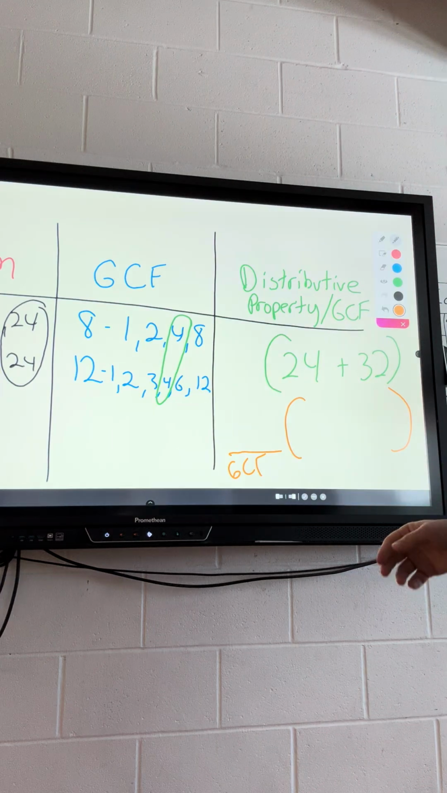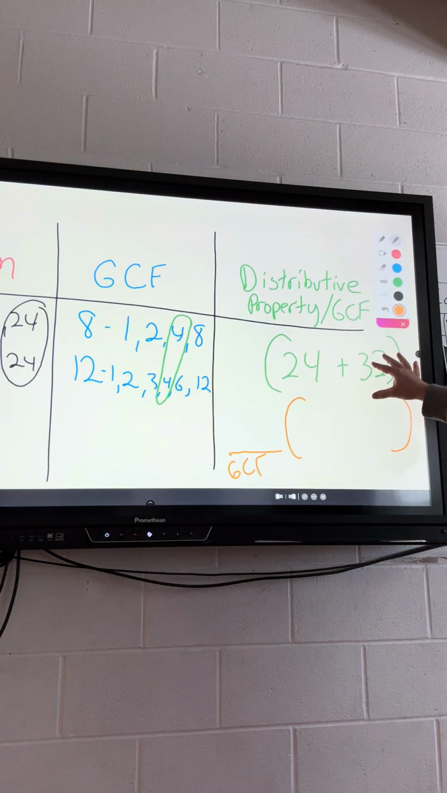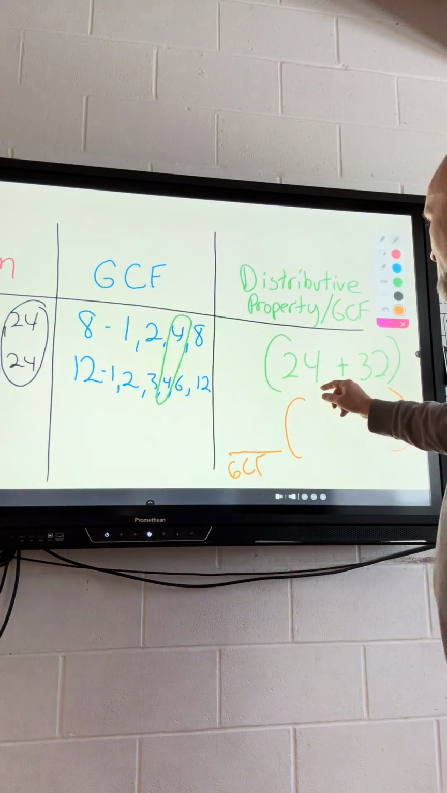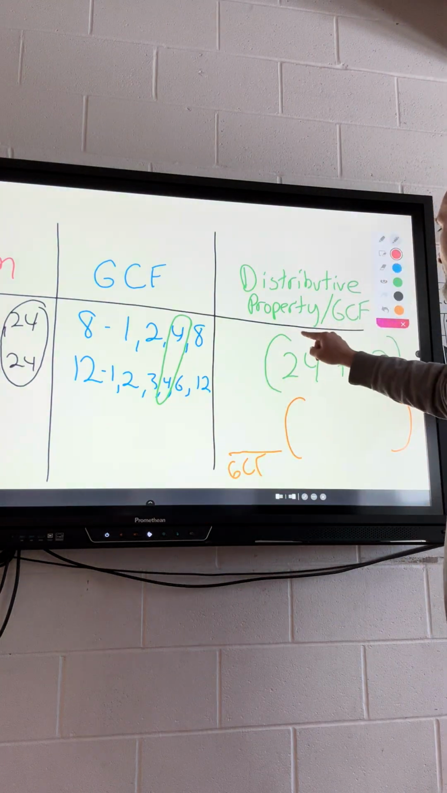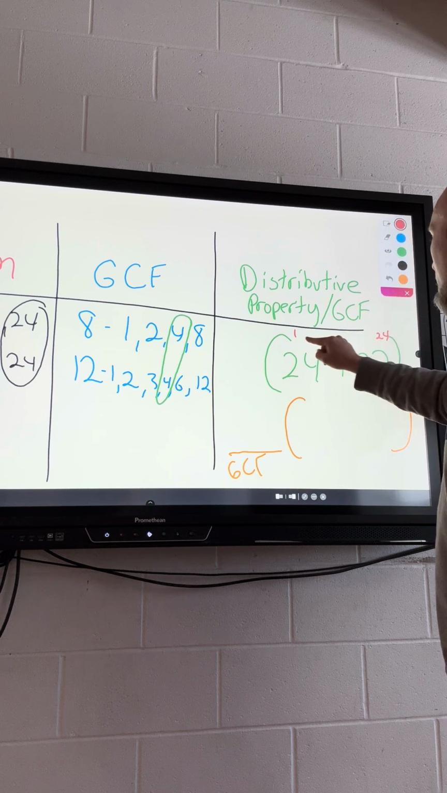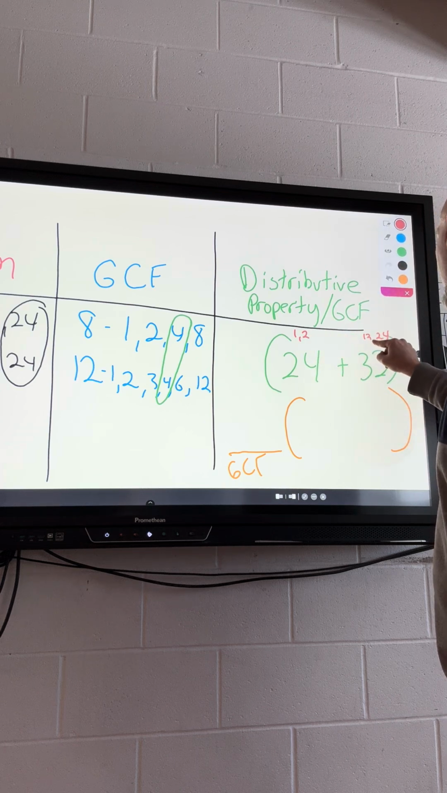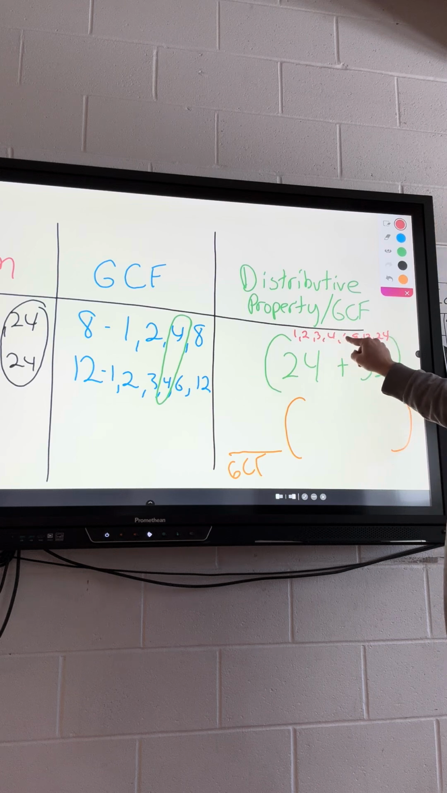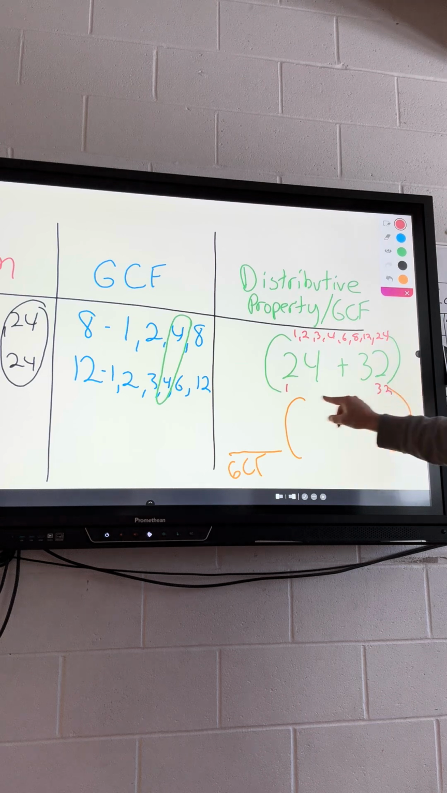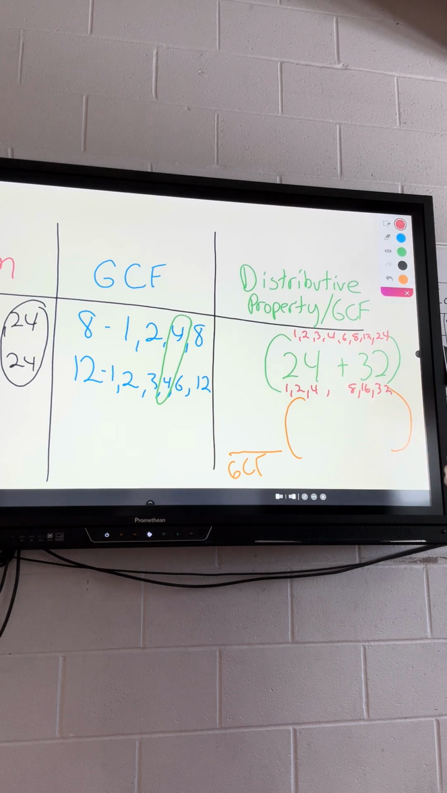All right, so the greatest common factor of 24 and 32. And if you wrote those out, okay? So on some of these, you might have to write them out. You know, you got 1 and 24, 2 and 12, 3 and 8, 4 and 6. Those are the factors of 24. And then for 32, you've got 1 and 32, 2 and 16, 4 and 8, and that's it.